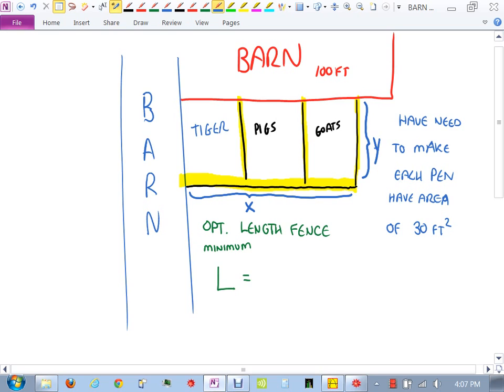So what's the total length of fence used then? 3Y plus X. That's my objective equation, isn't it? But I need that in terms of one variable, not two. So there's some other constraint I need to put in place here. What's my constraint?